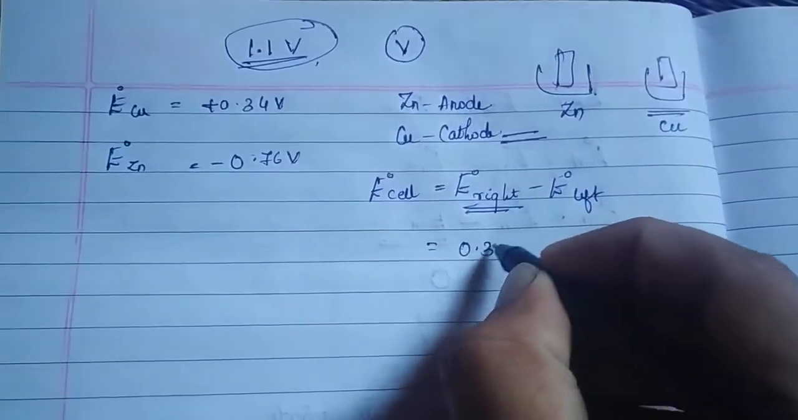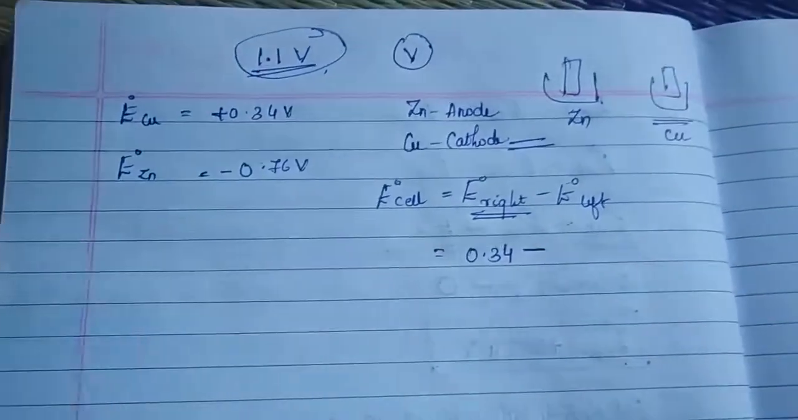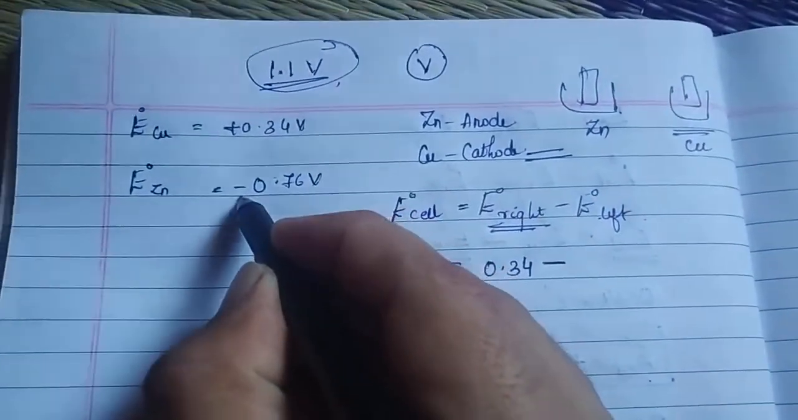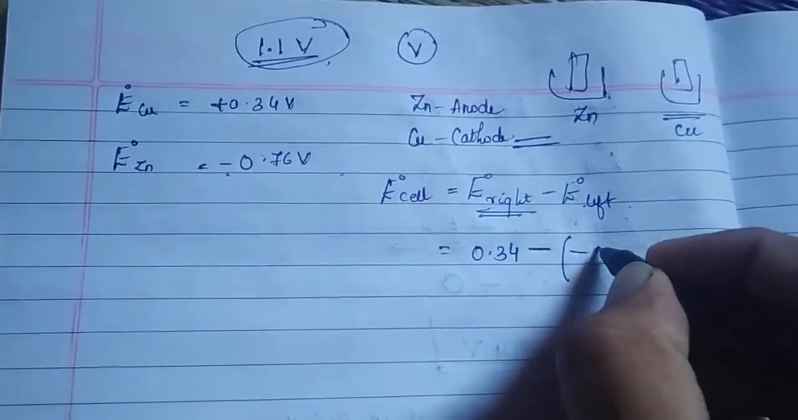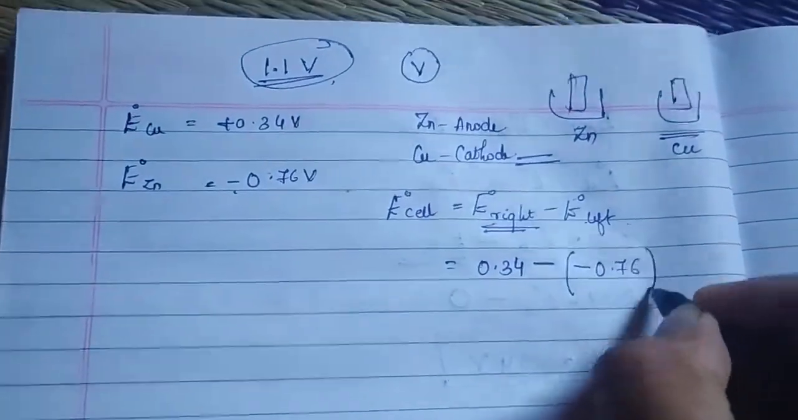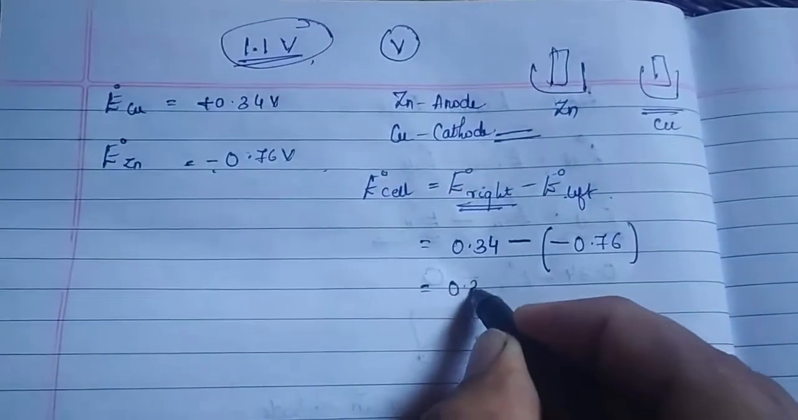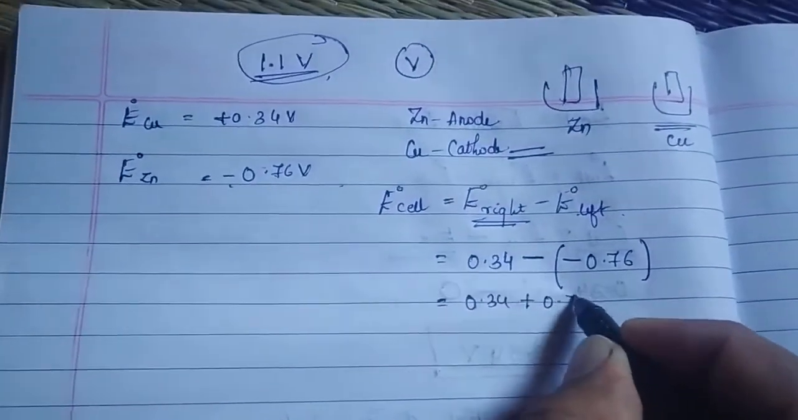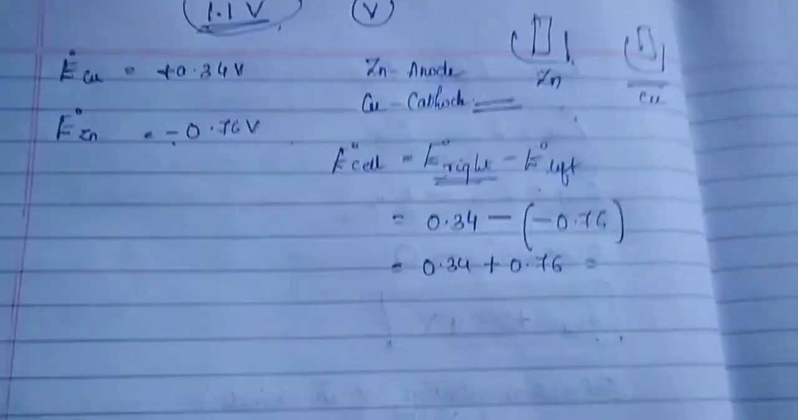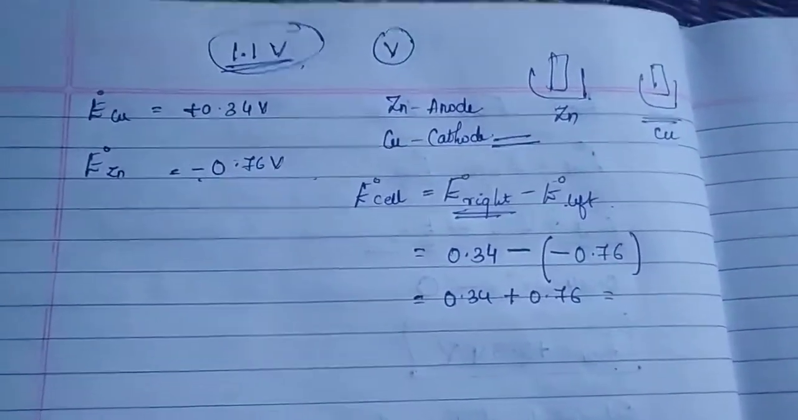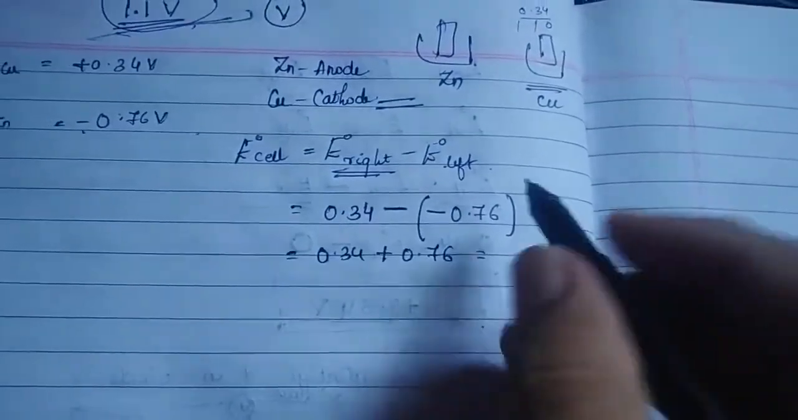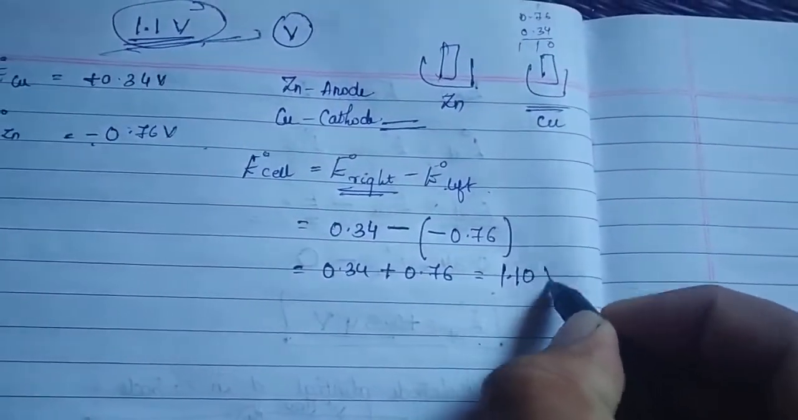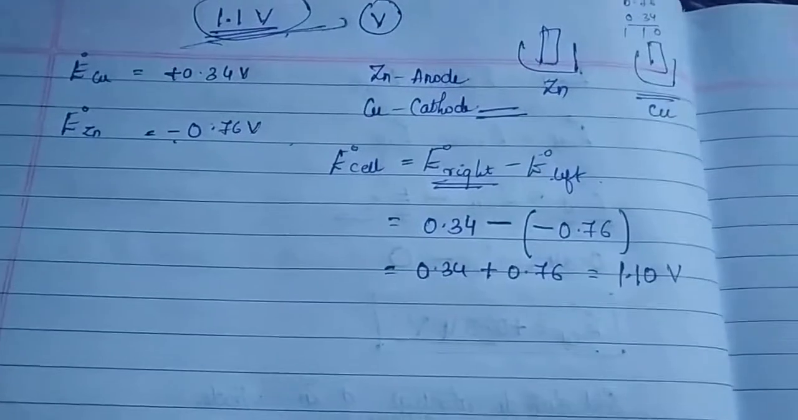Plus 0.34, and for the left system, that is my zinc, minus of minus 0.76. So that is equal to 0.34 plus 0.76, which will be equal to how much? You can calculate it. We will be getting the value as 1.10 volt, or we can just take it as 1.1 volt.